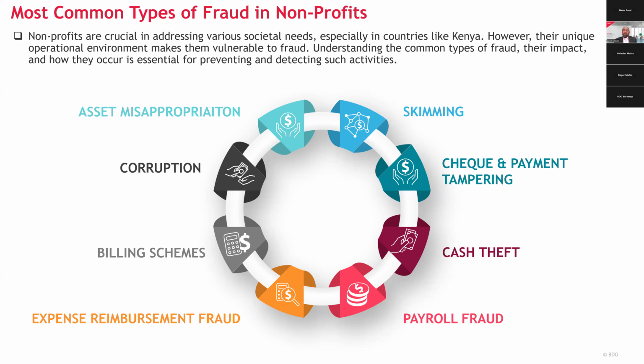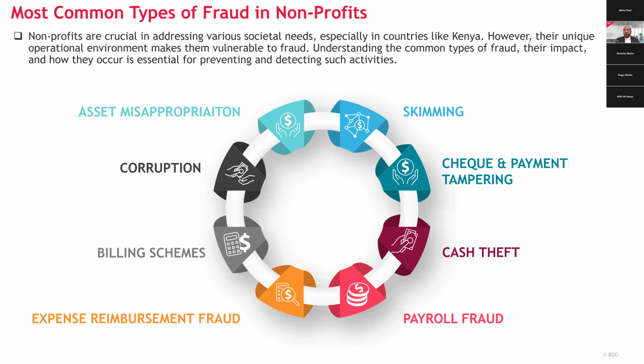Moving on to the next one, which is skimming. This occurs in about 15% of the cases. And why is it common? It's common because NGOs handle significant amounts of cash donations, particularly during fundraising events. The direct handling of cash makes it susceptible to theft before it is recorded in the accounting system. So this is money being taken out even before it hits your systems.